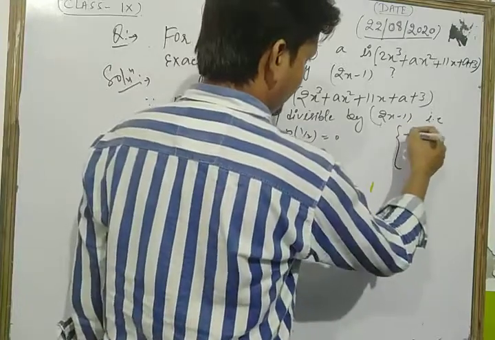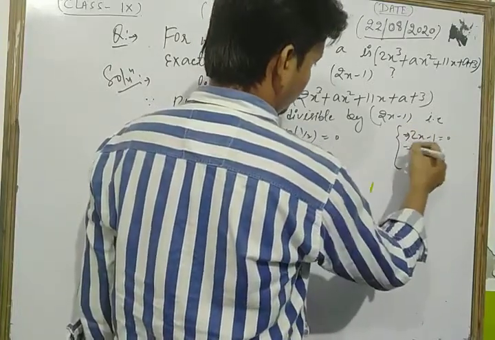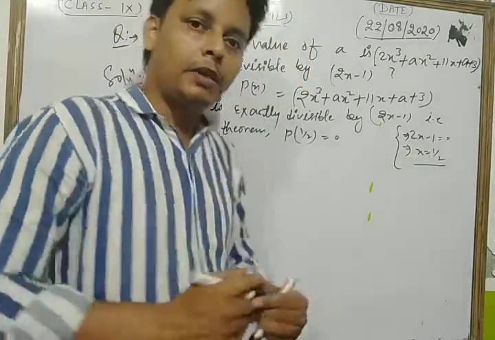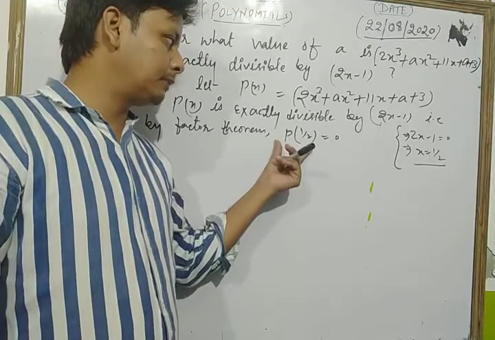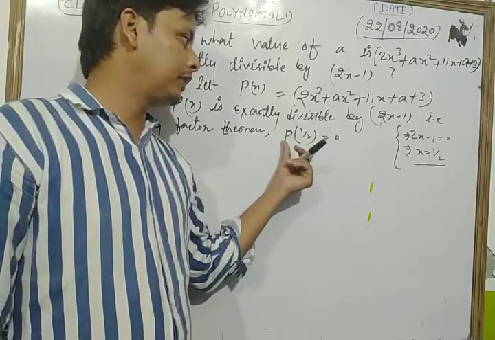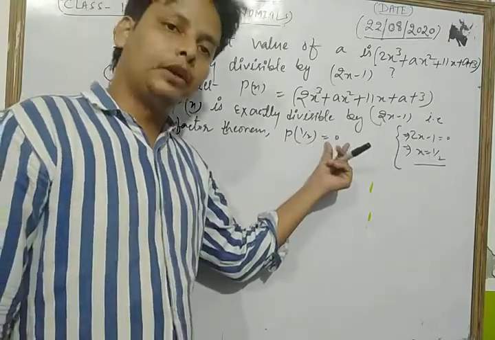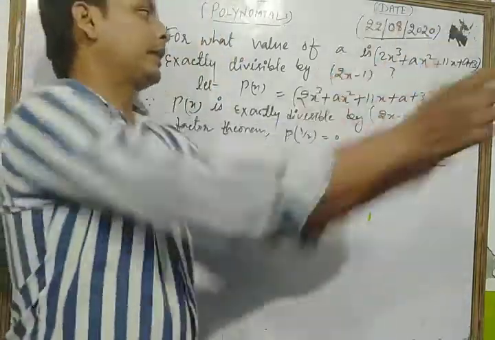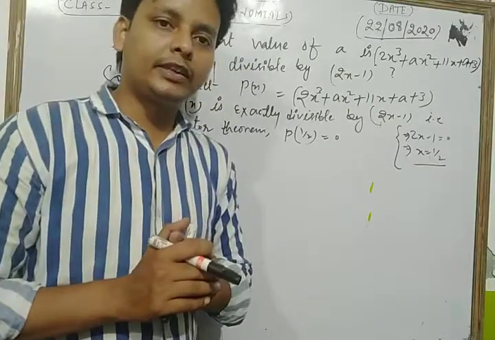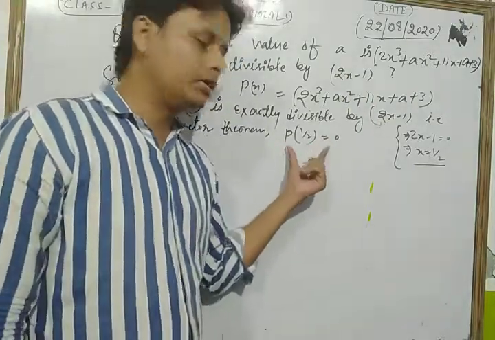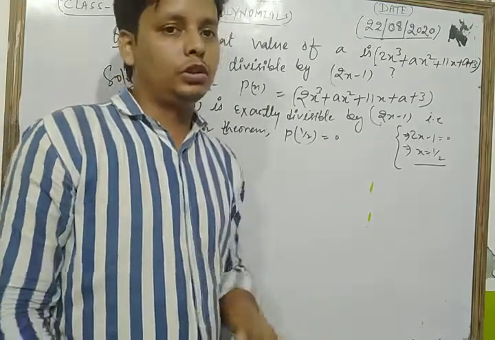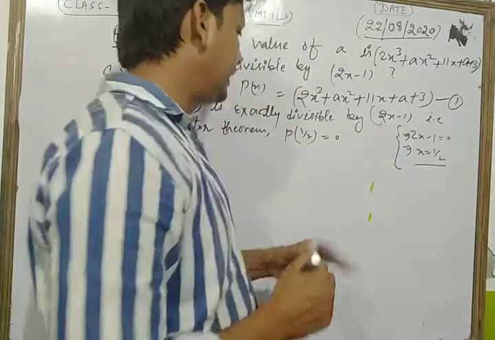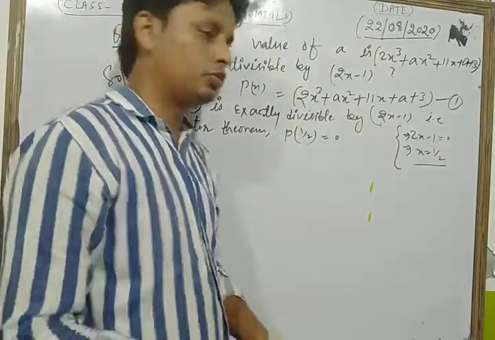Because we take 2x minus 1 is equal to 0, so x is equal to 1 by 2. So we replace x by 1 by 2, hence the value of p of 1 by 2 must be equal to 0, because the given polynomial is exactly divisible by 2x minus 1. So by the help of factor theorem we have the condition p of 1 by 2 is equal to 0. Now we take this as equation 1 and apply this condition in equation 1.